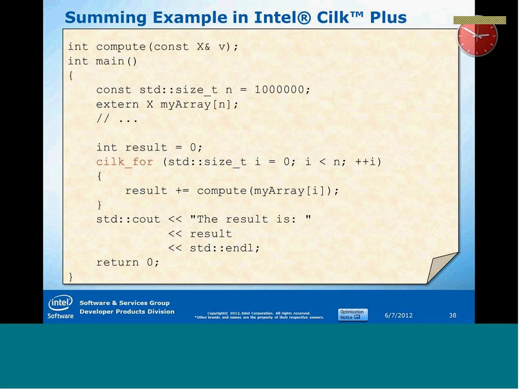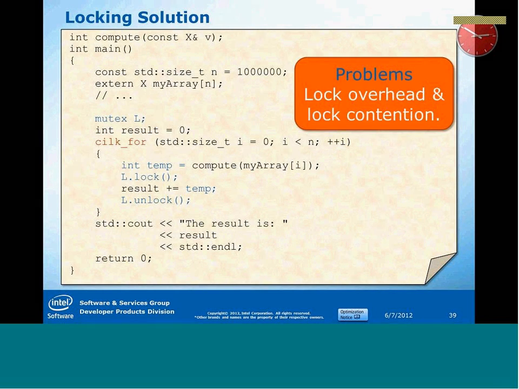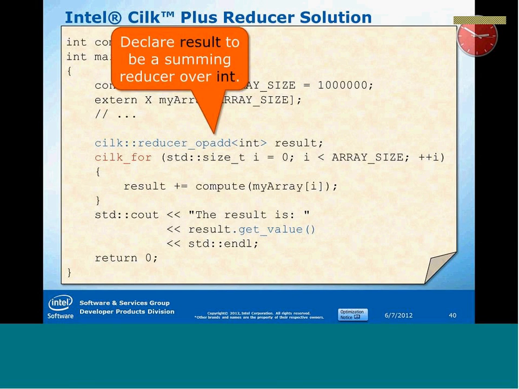Converted the serial code by using Cilk for, but as you can see, there will be a data race because multiple threads are now trying to update this result. So one option is to add a lock, which is not that good from a performance point of view. So Cilk Plus has something called a reducer.